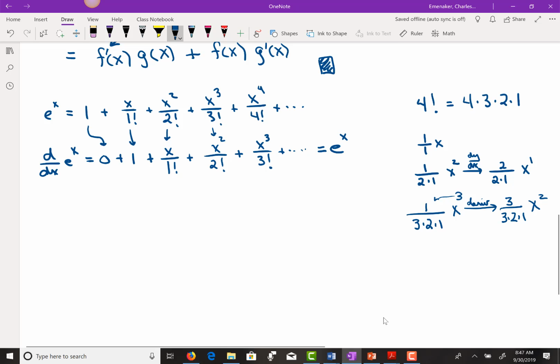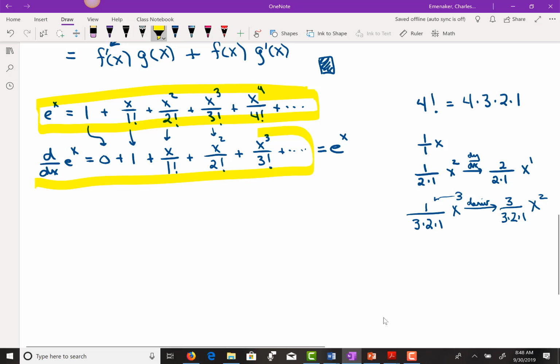Prove it. Well, you start out with this first line, and you say, okay, this is what e to the x looks like. Then, just compute its derivative, term by term by term. Jot this down and say, whoa, this is what I get when I take the derivative. But hey, look at there, that's nothing more than e to the x. And I'm right back where I started. The derivative of e to the x is e to the x.